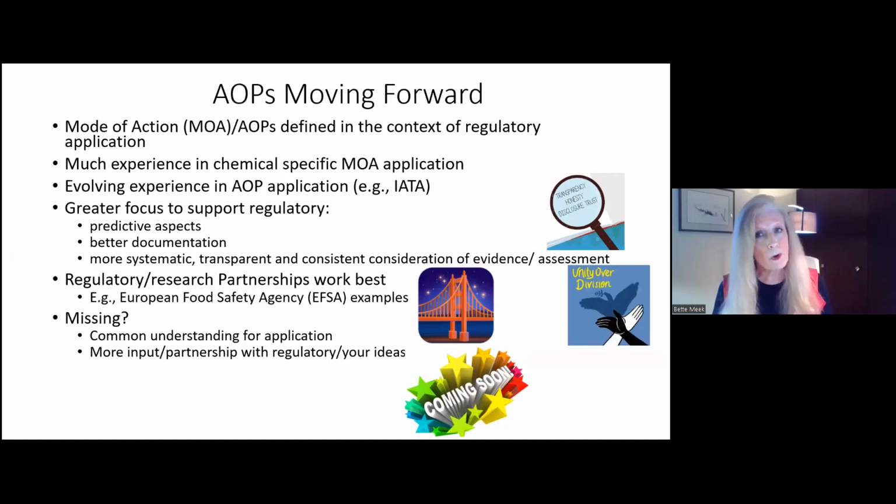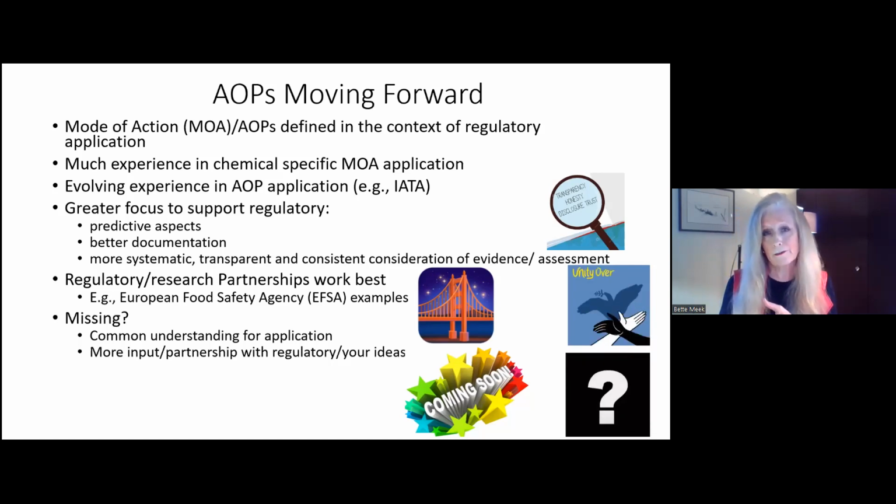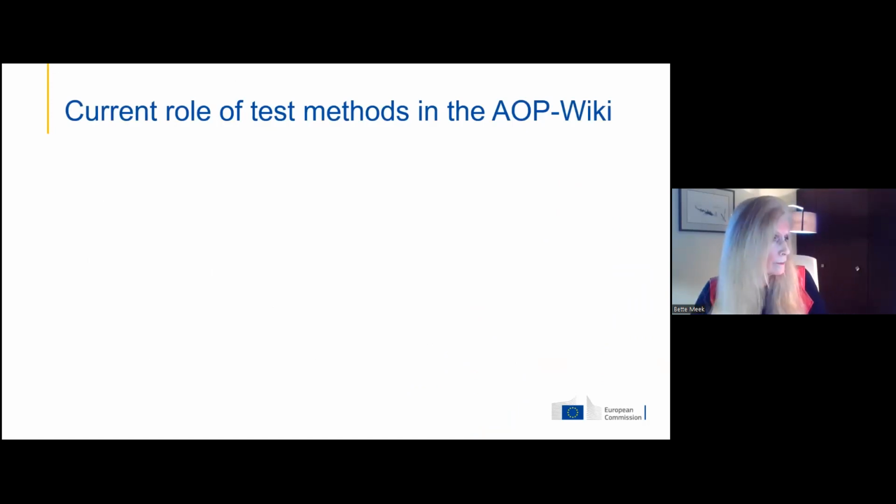And I think that what we've seen to date is that these regulatory research partnerships work best. And for example, the European Food Safety Agency has been developing adverse outcome pathways for needs that they've identified within the agency. And they do that through a collaborative process with engaged researchers. So moving forward, what we're thinking maybe missing currently is a common understanding for application and perhaps more input partnership with regulatory and really accessing your ideas. So if you click again, it really is a question of kind of engaging that input in making the output of the wiki more usable to the regulatory community. And with that, I will pass it on to Clemens again to talk about test methods.